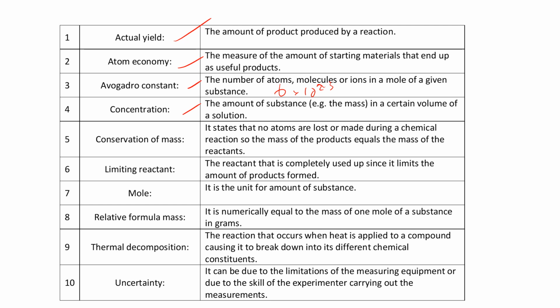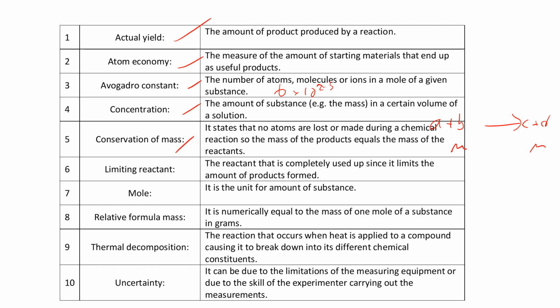It states that no atoms are lost or made during a chemical reaction. So the mass of the product equals the mass of the reactant. So if you've got a reaction, A plus B equals C plus D, the mass on the left-hand side and the mass on the right-hand side has to be the same, hence why you balance it, conservation of mass.